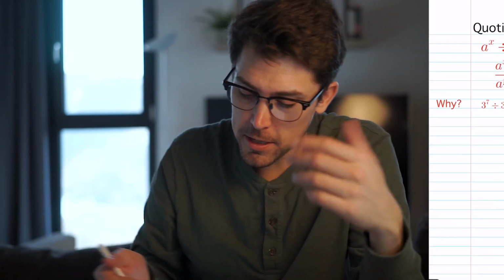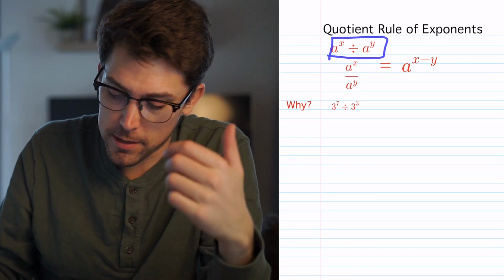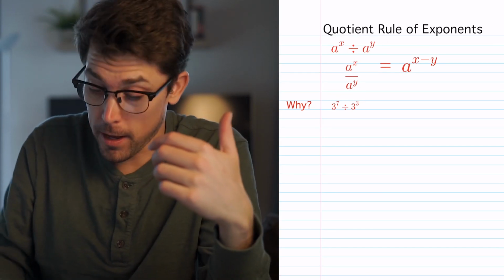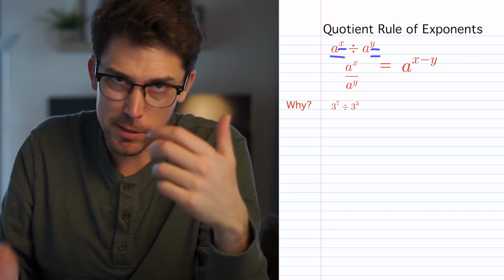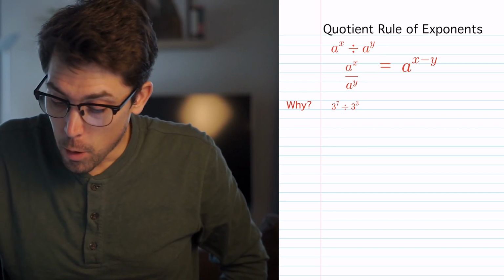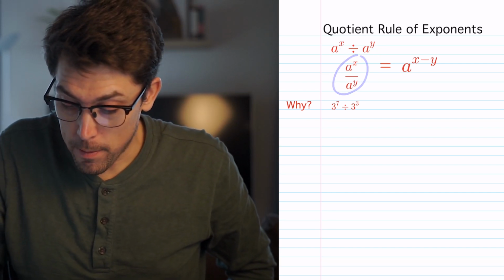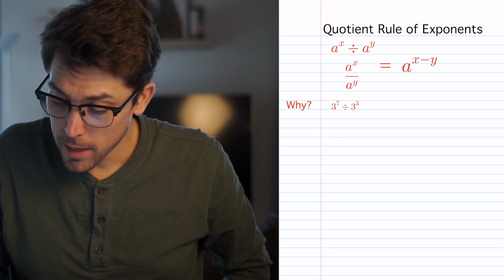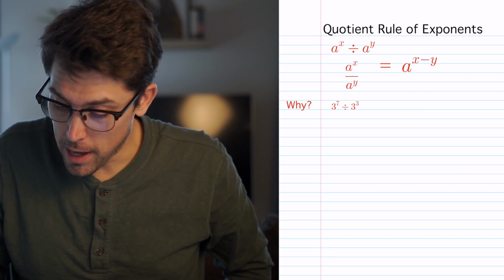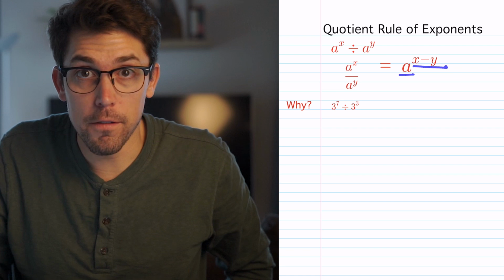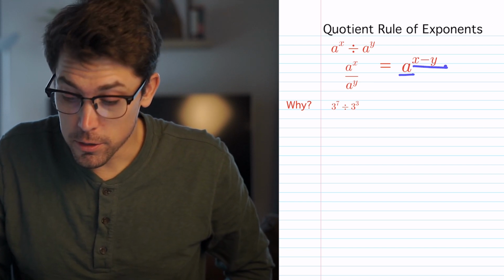So, in the quotient rule of exponents, if you ever look this up, you're going to see something similar to this, where you're dividing two bases with different exponents, or even the same exponent. It might be written as a fraction, or it might be written with the division sign. Either way, you're going to see it equal to that base to the power of the difference in the powers. So what does that actually mean?